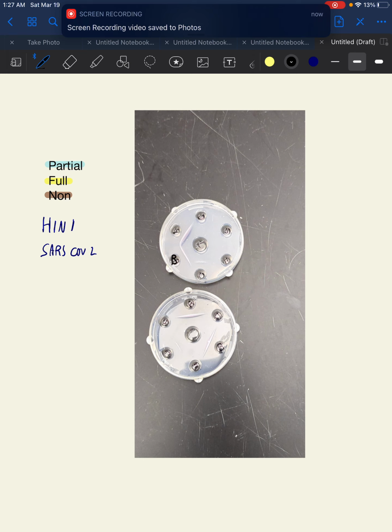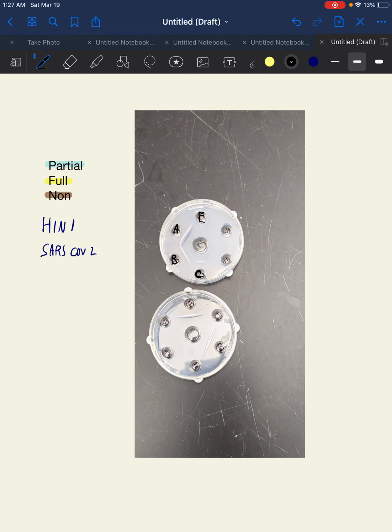So let me just label these for us real quick. I hope you guys can see these. E, F, G, A, B, C, E, F, and G. We're going to be taking a look at Ouchterlony assays today, okay?